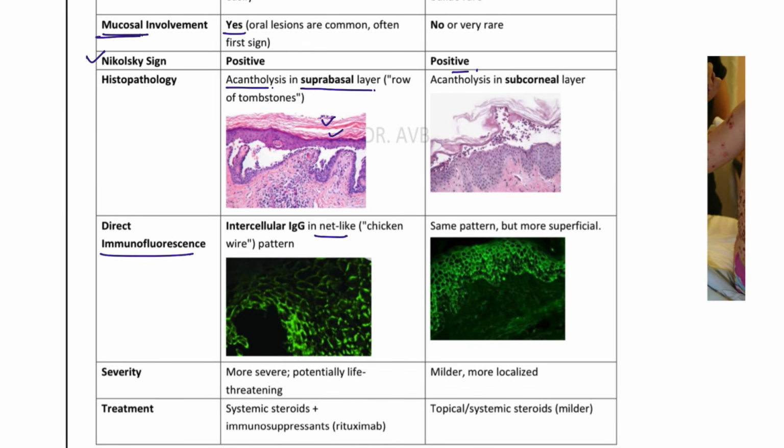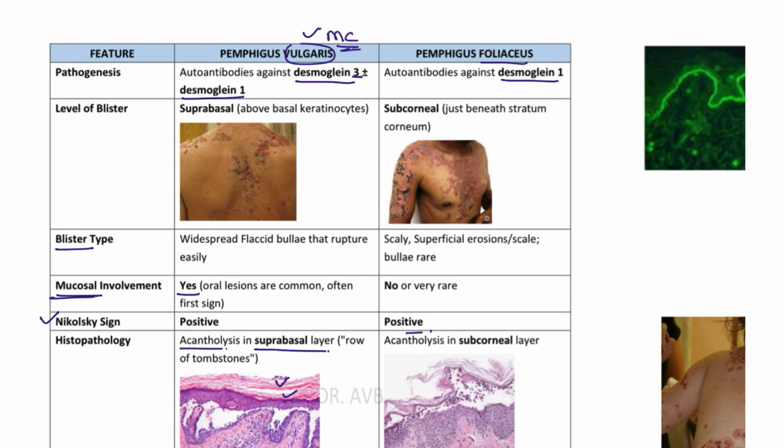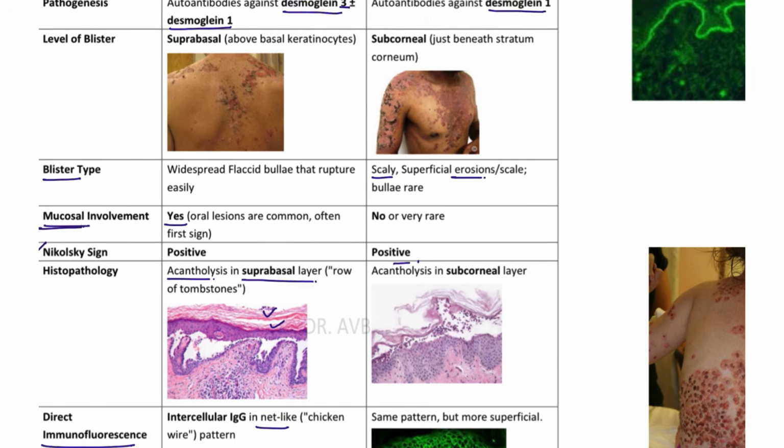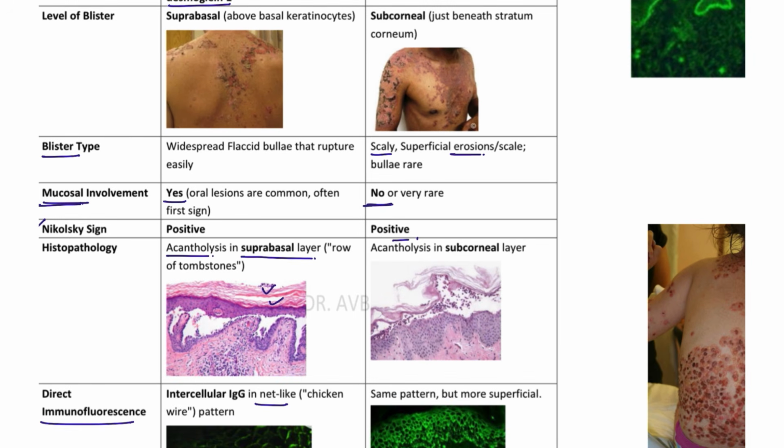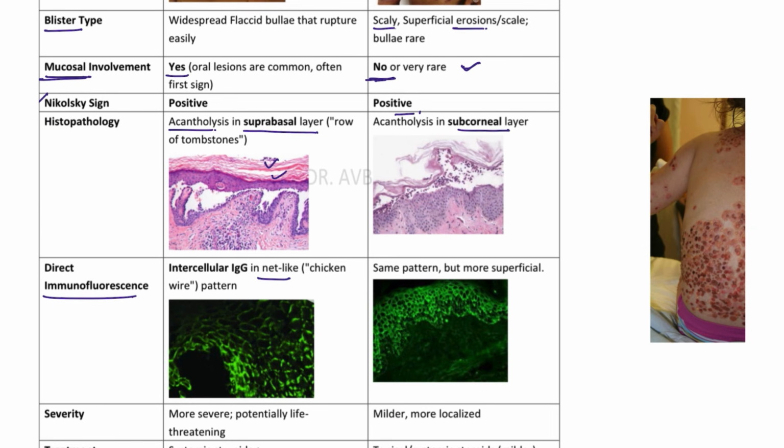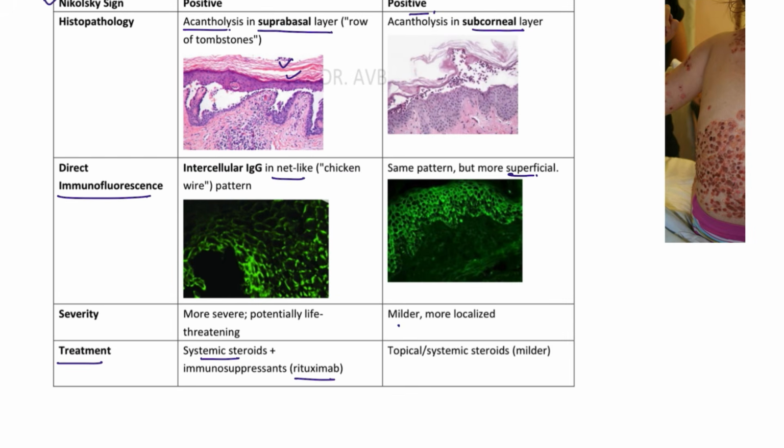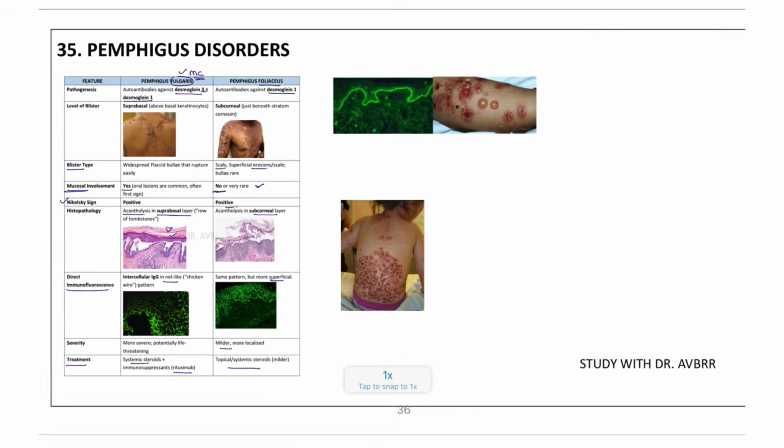And the treatment for this patient is rituximab, and steroids are given for this patient. Okay. Coming back to the foliaceous patient, there is a scaly lesion, which is a superficial lesion, and there is no mucosal involvement. So the differentiating factors are no mucosal involvement and acantholysis of the subcorneal layer. The same fish pattern is seen, and it is a milder condition; topical steroids are enough for this patient.